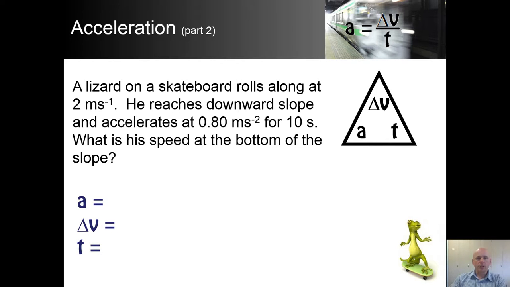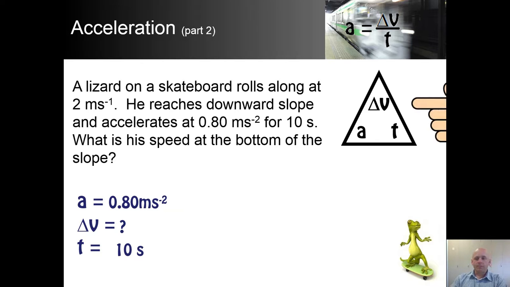Alright, again we start off with what we know and what we don't know. We know acceleration, 0.8 meters per second squared. We don't know the change in speed, and that's actually what we have to solve for. We know what he started out with as a speed, but we don't know how he finished. We need to find out how much he accelerated, how much his speed has increased. And we know the time. It took 10 seconds for this to happen.